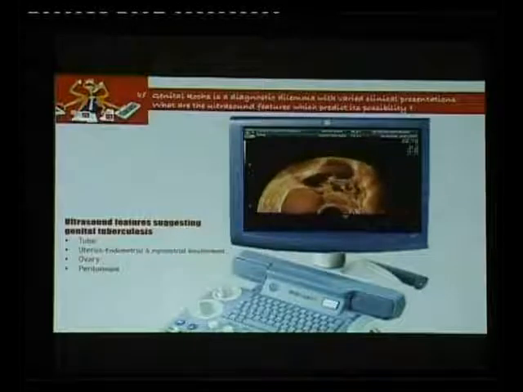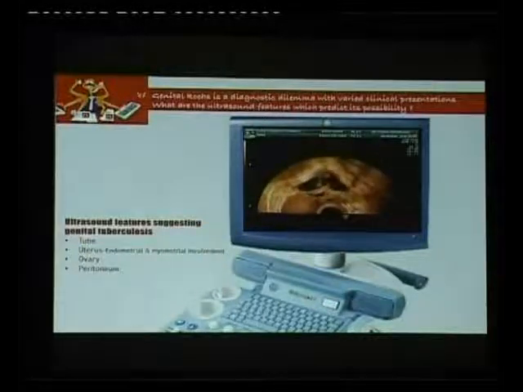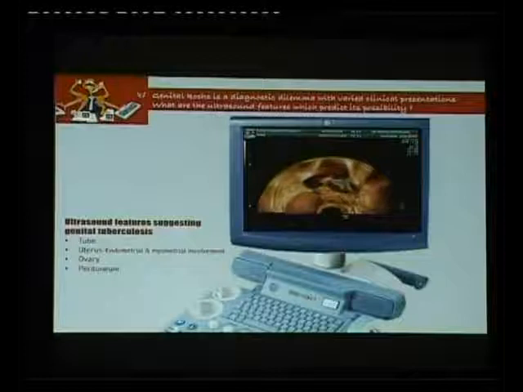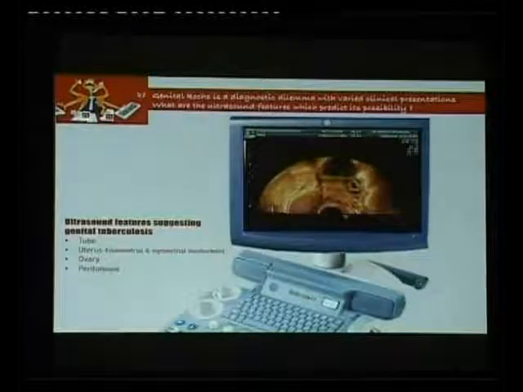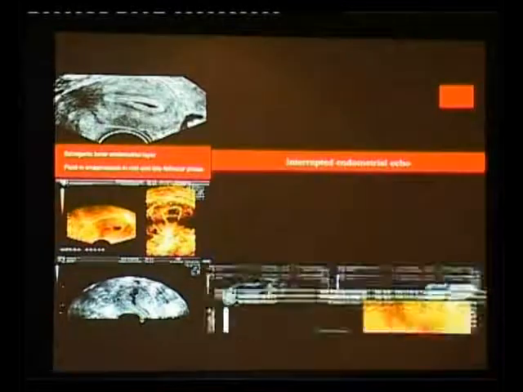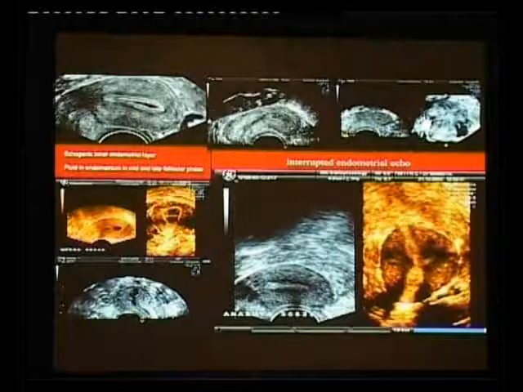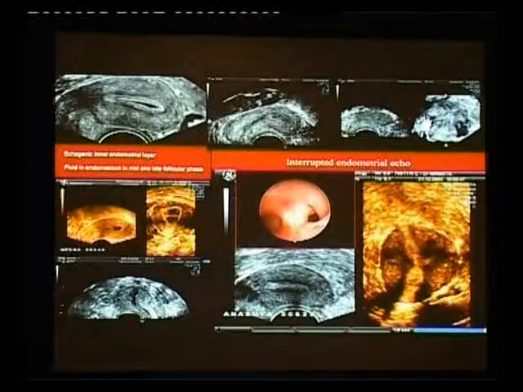In our country, at least in our center, 30% of the patients have tuberculosis of some kind. So all these pictures are real pictures. We will discuss the possibilities of an ultrasound diagnosis of tuberculosis. So the echogenic inner rim that you can see, the presence of fluid in the endometrium, the interrupted endometrial echo that you can see very clearly shown here, and that's the hysteroscopic correlation.